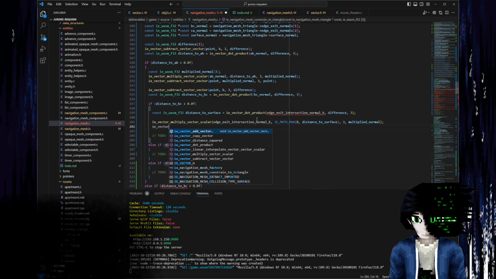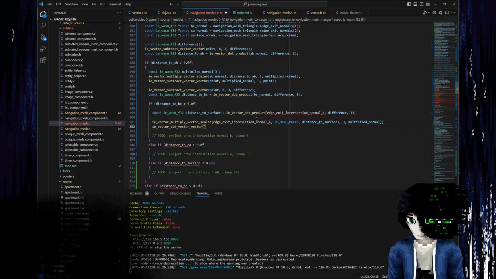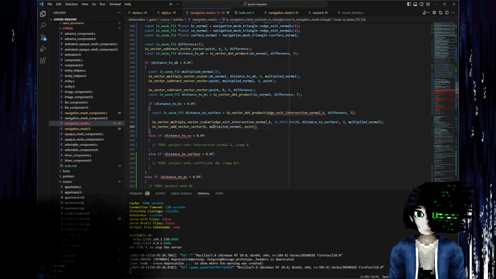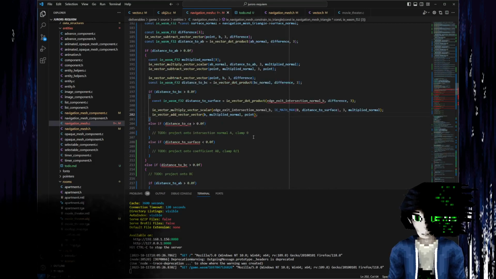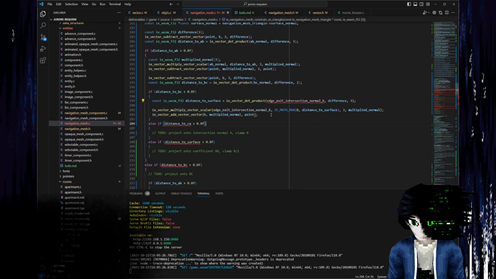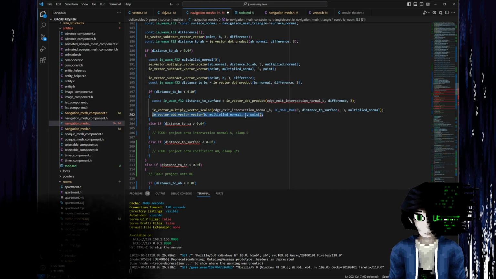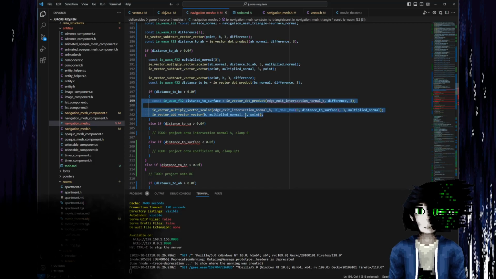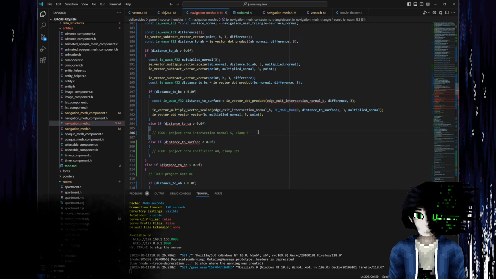So I think I've got an add vector vector. Yep, I do. So add B to that, which should give us our resulting point. Simple. Sorry, it only took an absolute mountain of vector math to figure that out.